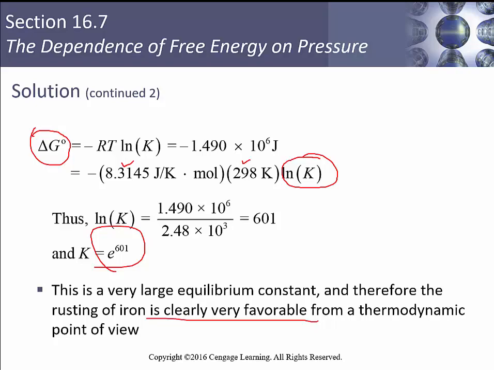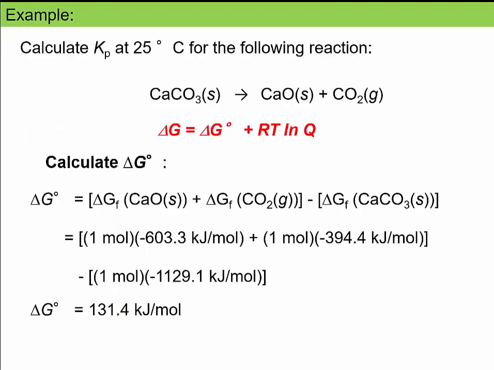Can we calculate Kp from that reaction? That's what we're going to do for a reaction. So we've got calcium carbonate giving us calcium oxide and carbon dioxide gas. Our delta G is going to be equal to delta G naught plus RT ln Q. We're going to calculate delta G naught from our table. So we're going to do the sum of the products minus the sum of the reactants.